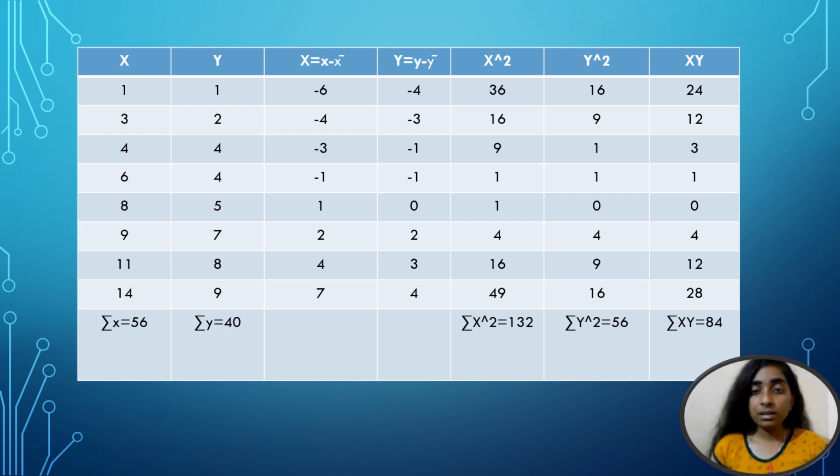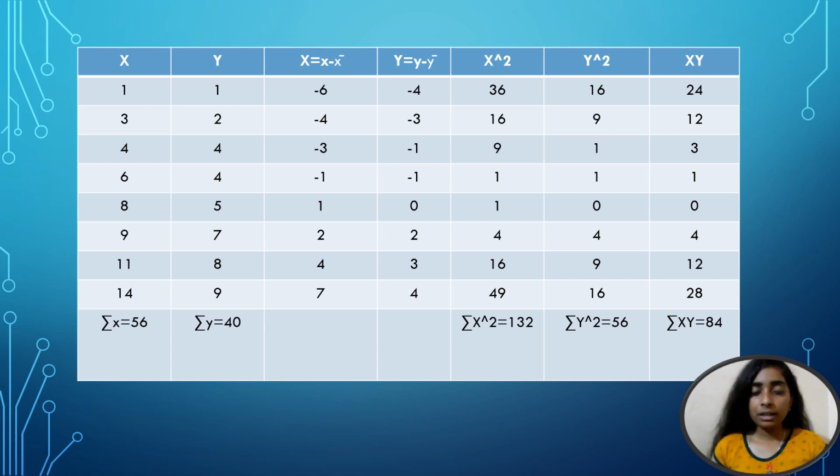And next is to find the capital Y square. Minus 4 whole square is 16, minus 3 square is 9, minus 1 square is 1 and 1, 0, 4, 9 and 16. And at last we get summation of capital Y whole square is equal to 56.